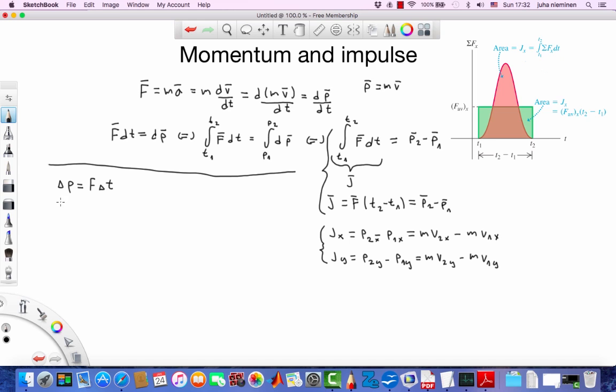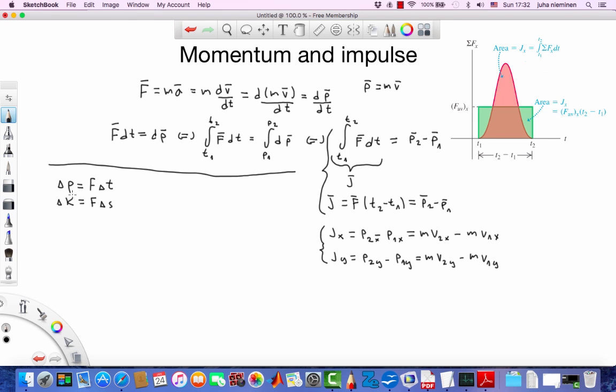Then if you remember what is the change in kinetic energy of an object when a force is acting on it, then it's force times the changing distance. So these two are closely related, and oftentimes they are both needed to solve mechanics problems.